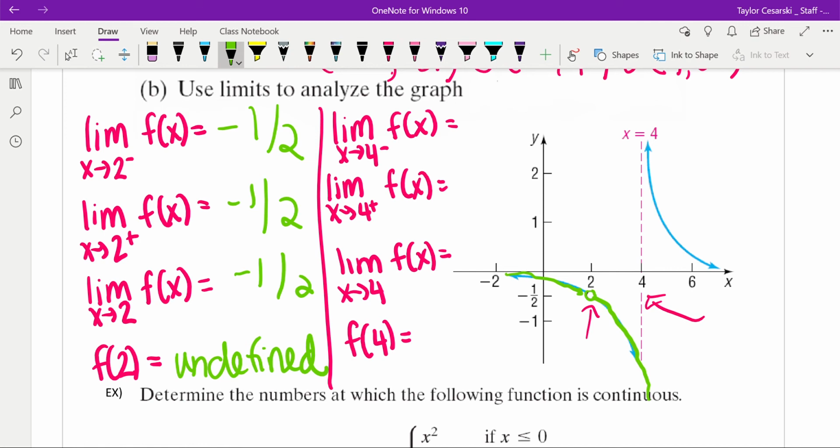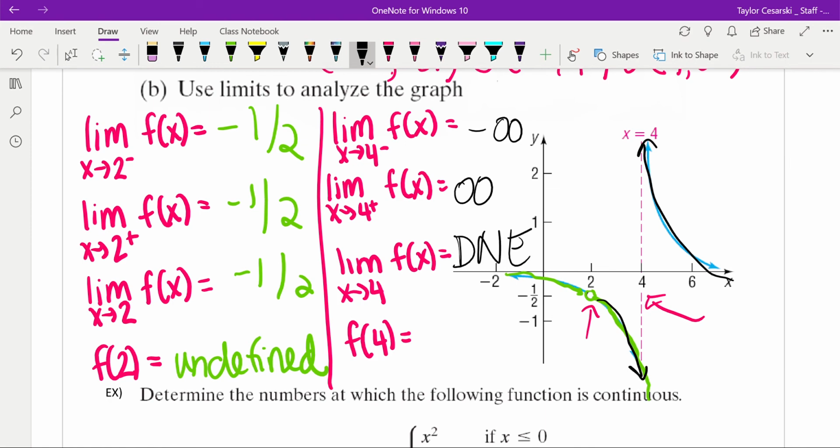Now 4 from the left. So if I'm coming from the left side, I can see that I'm approaching negative infinity. 4 from the right, I can see that I'm approaching positive infinity. Well, these are two different values, so therefore the limit does not exist. Remember, limits don't exist, function values are undefined. Okay, so f of 4, that value right here, it's an asymptote, it's undefined. Okay, so that's it for that one.